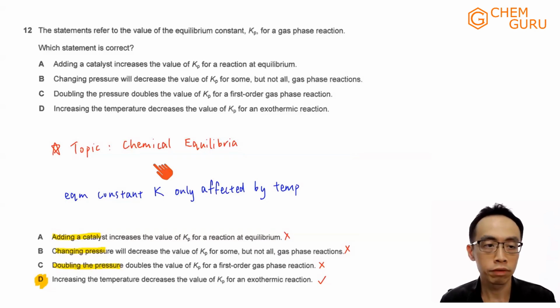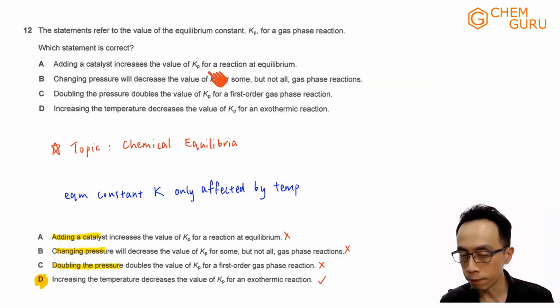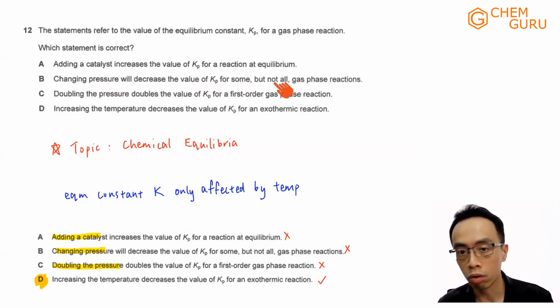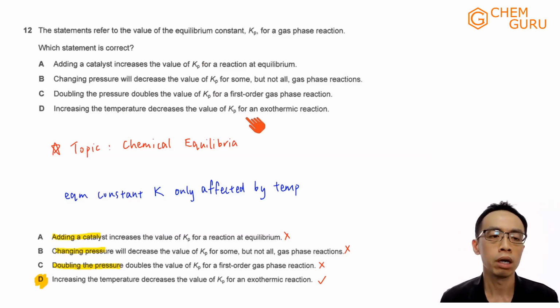Next, how about question 12? The statements refer to the value of equilibrium constant Kp for a gas phase reaction. So which statement is correct? A, adding catalyst will increase the value for Kp for a reaction at equilibrium. B, changing pressure will decrease the value for Kp for some but not all gas phase reactions. C, doubling the pressure will double the value for Kp for a first order reaction. D, increasing temperature will decrease the value for Kp for an exothermic reaction.